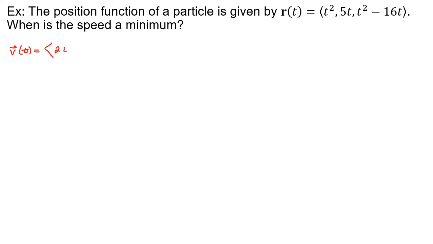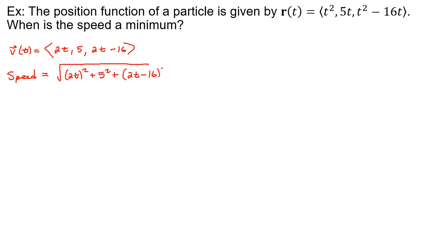And so the t squared becomes 2t, the 5t becomes 5, the t squared becomes 2t, and the minus 16t becomes minus 16. And so that's my velocity. I'm looking for when my speed is a minimum, so I have to find my formula for my speed. So speed is the magnitude of the velocity. So I have to do 2t squared, 5 squared, and 2t minus 16 squared. Now in this case, I will want to simplify this, and I'll tell you why in just a moment. So let's see what happens if I try to simplify just a little bit.